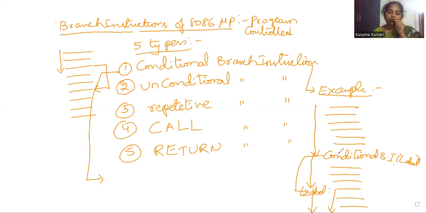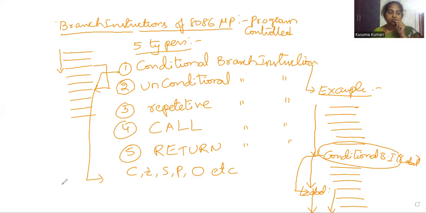Now, on what basis can we give the conditional branch instruction? These conditions are given based on the status flags. What are the status flags? That is the carry flag, zero flag, sign flag, parity flag, overflow flag, etc. These are the status flags, and based on them the conditional branch instructions can be written.